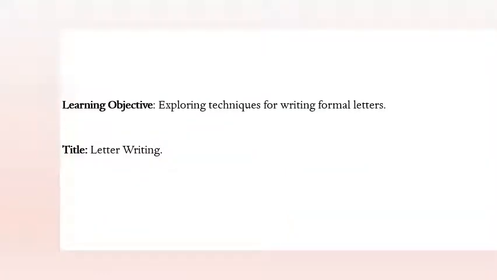So today we're looking at letter writing. We're going to be looking at different aspects of things like formal and informal letter writing. And at the end of the lesson, you're going to write an informal letter.